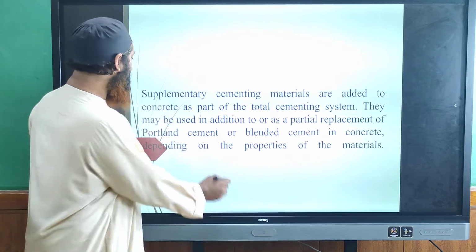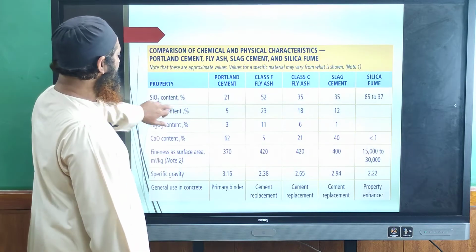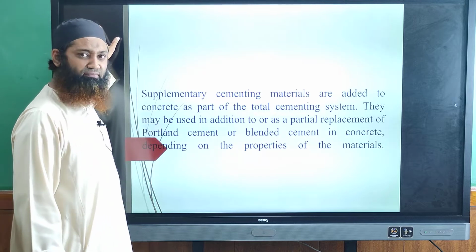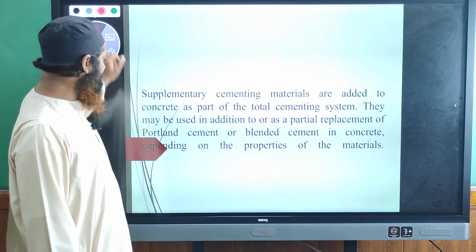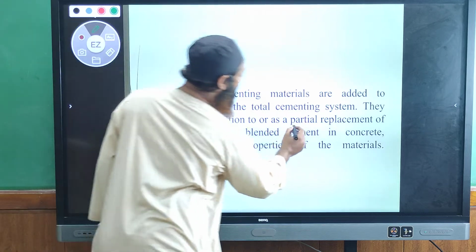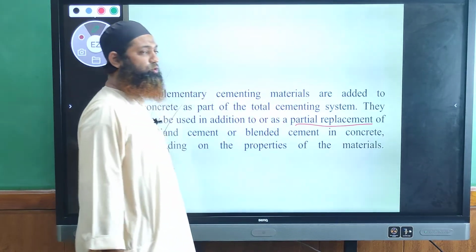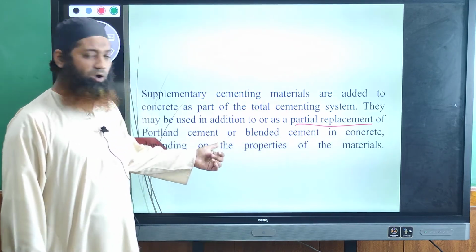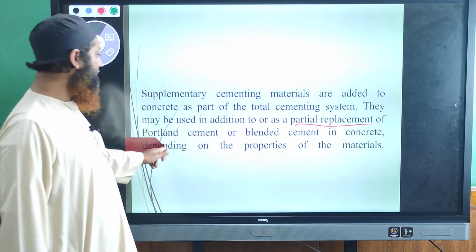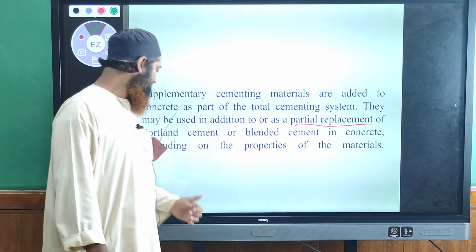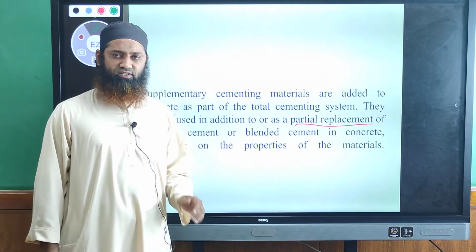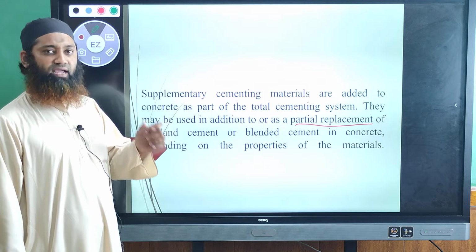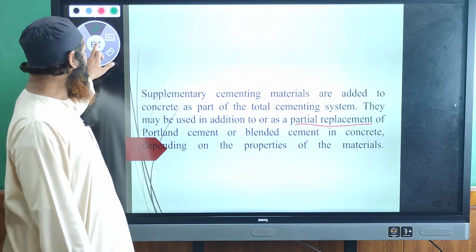As I had told you, they can be used as addition, or partial replacement also. They can be used to some extent, not to full extent. Partial replacement of Portland cement, you can see here, only partially. This is important here. You can't replace it 100%. Up to some content you can replace. So it can be added, or it can be replaced partially of Portland cement or blended cement in concrete, depending upon the properties of the materials. Depending on the properties of the materials also, we need to see which type of cementing material can be added or replaced.